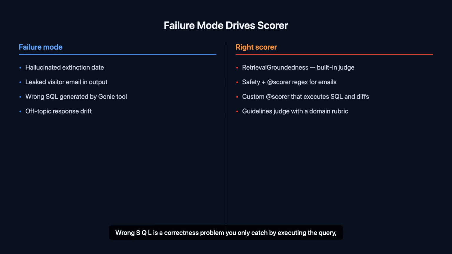Wrong SQL is a correctness problem you only catch by executing the query. So write a custom @scorer that runs it and diffs the result. Off-topic drift gets a guidelines judge with a domain rubric. Pick the scorer that matches the failure mode, not all of them at once.